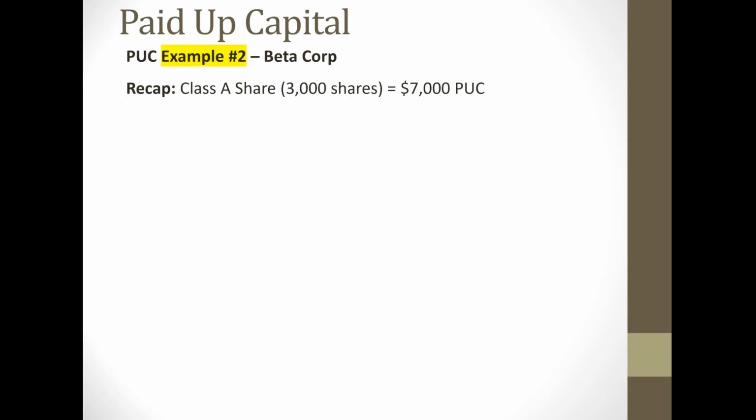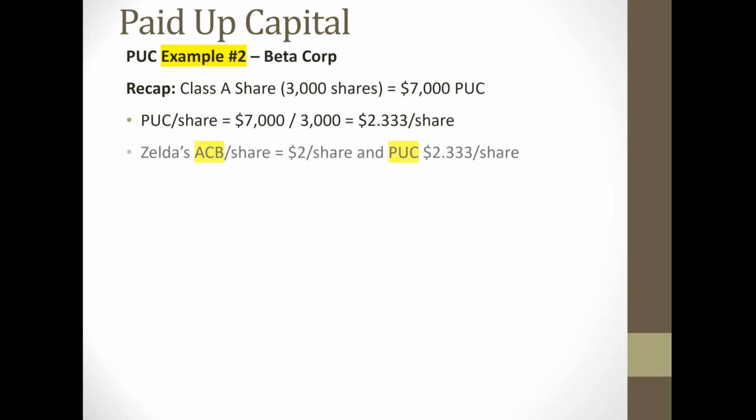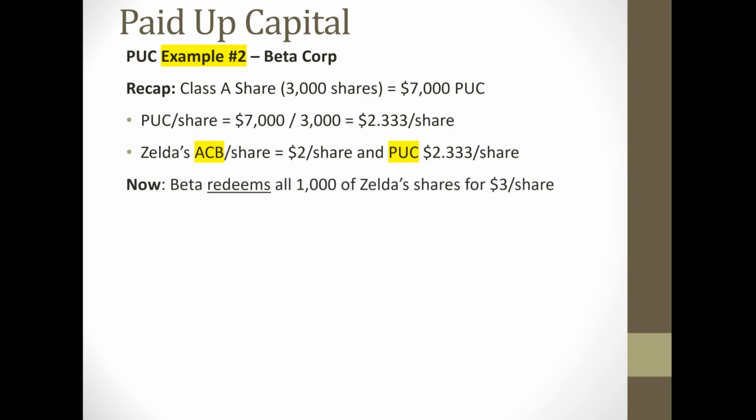Moving on to the next slide, let's have a short recap. The Class A shares, there's 3,000 shares for a total PUC of $7,000. The PUC per share is approximately $2.33. Now, Zelda's ACB, what she paid for the shares, is $2 per share. Now, her PUC per share is now different because the PUC per share is the same for all the shareholders holding those Class A shares. Now, let's say Beta is going to redeem all of Zelda's 1,000 shares for $3 per share.